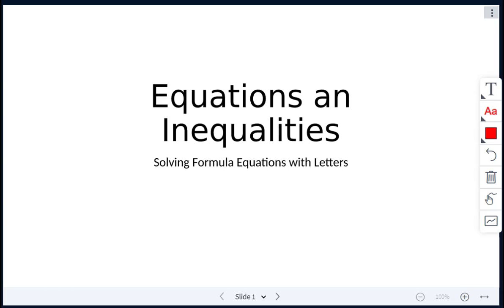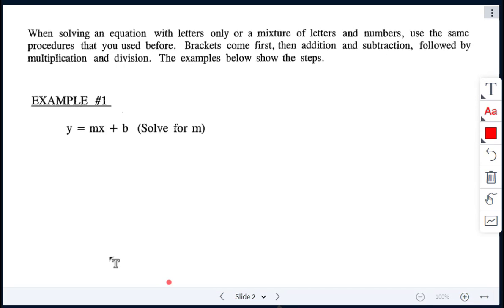So for example, this example here, y equals mx plus b, is a very important formula. It's a formula for a line, a straight line graph. So this is an important one that you'll learn about. And in this example, we need to solve for the letter m. M is here. And right now the equation is solving for y. It's y equals mx plus b, but we need to rearrange this formula to solve for m.